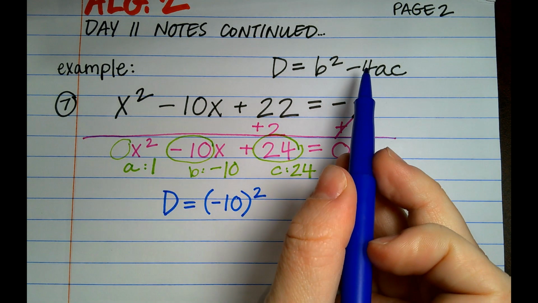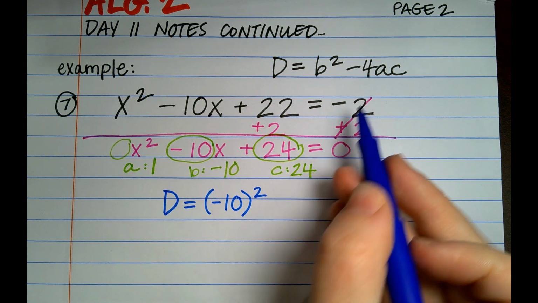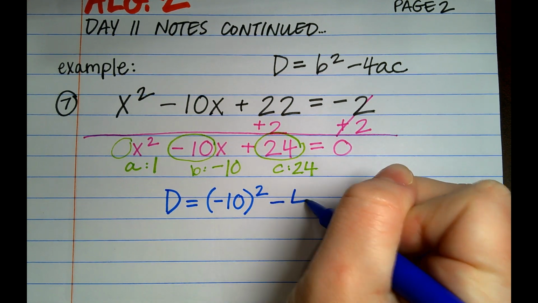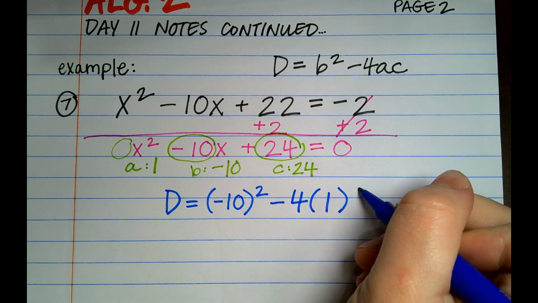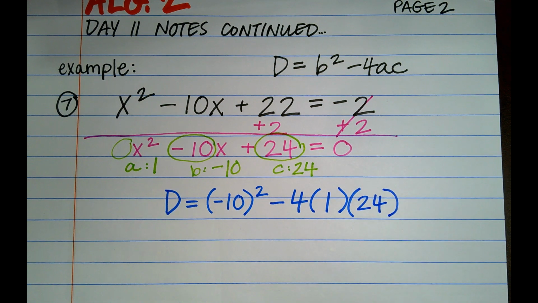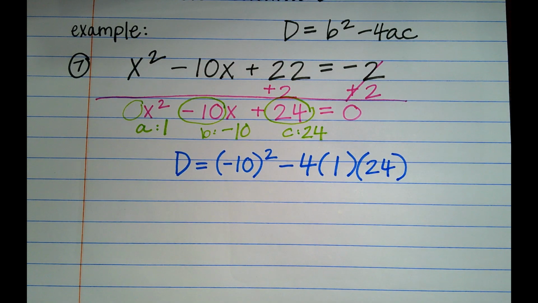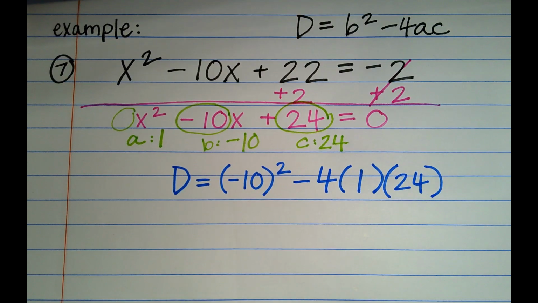And then I'm just going to copy down the next parts as I go. What comes after that? -4 times a, which is 1. Perfect. Times c, which is 24. Beautiful. Okay, so we have all of our numbers plugged in. Now let's see what the discriminant is.